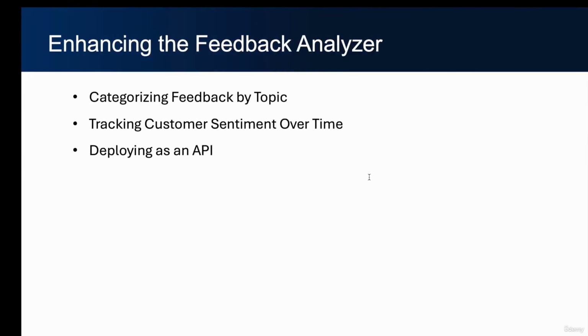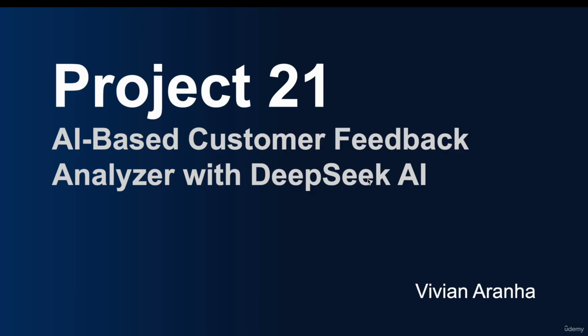Now, to go over the summary of what we covered today, we built an AI-powered customer feedback analyzer. We created a web app for interactive sentiment analysis. We enhanced feedback tracking with categorization and trend analysis. And finally, we deployed the feedback analyzer as an API for businesses. Our next video will be based on a real-time AI news summarizer, where we fetch and summarize the latest news.